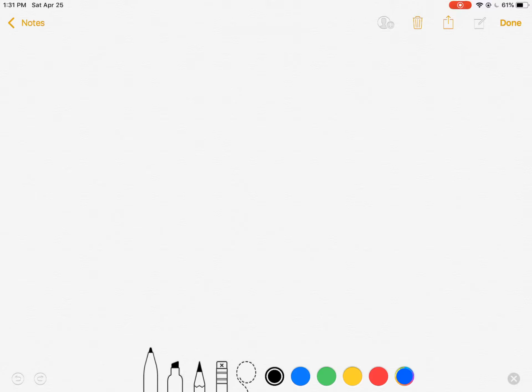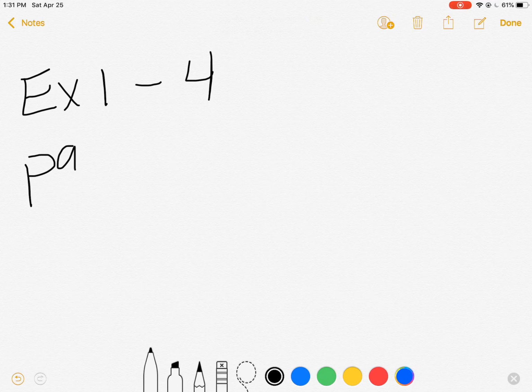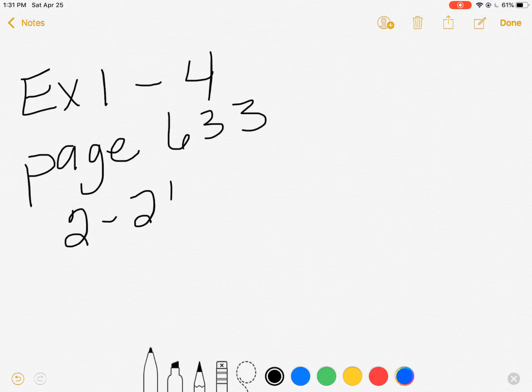Okay, so that takes care of our examples 1 through 4. And your assignment for this week is page 633. You're going to do 2 through 26 even. And those problems are like examples 1 through 4. Email me if you have any questions. This is the last section we're doing in this unit. We'll have a review and we'll have a test to finish out our year. All right, go and do Pascal's triangle and the binomial theorem. Good luck, guys.